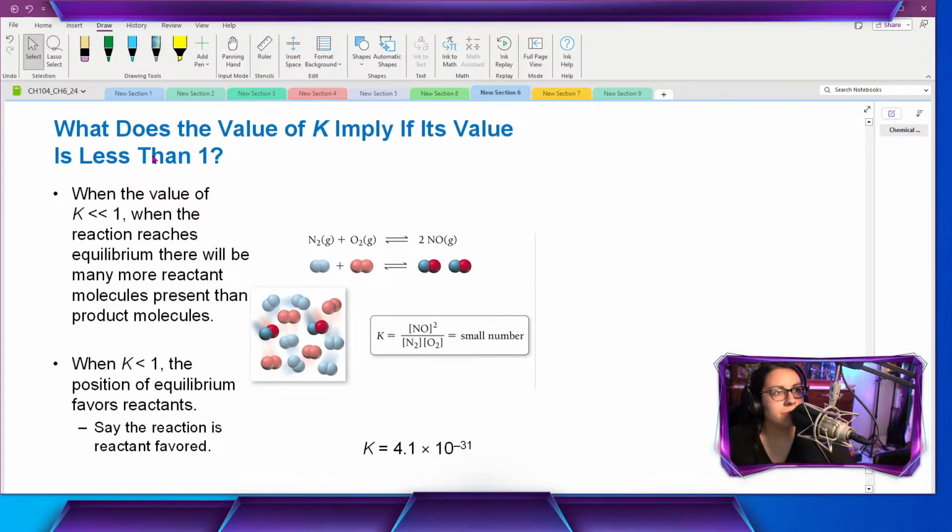If our value of K is small, so in this case, we're looking at nitrogen plus oxygen gives us nitrogen oxide, so NO. And so we see that our K is really small, so 4.1 times 10 to the negative 31. Again, products over reactants. And so now we can say that our reactants are highly favored. And this makes sense because obviously if the products were favored of this reaction of nitrogen and oxygen, then there would not be a lot of air for us to breathe.